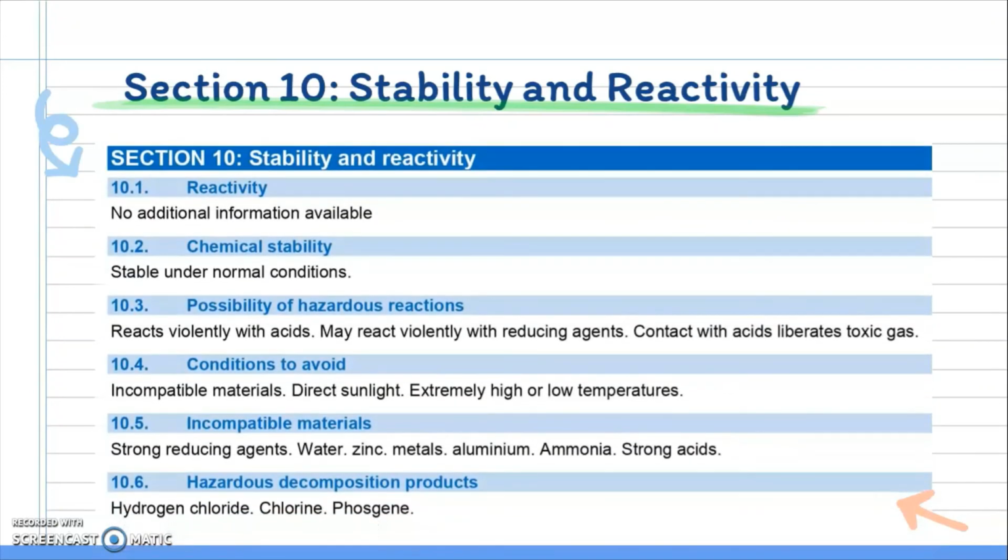Looking at Section 10 of sodium hypochlorite, makikita natin dito yung kanyang information for stability and reactivity, kagaya ng chemical stability, possibility of hazardous reactions, conditions to avoid, yung mga incompatible materials, and lastly, yung mga hazardous decomposition products.